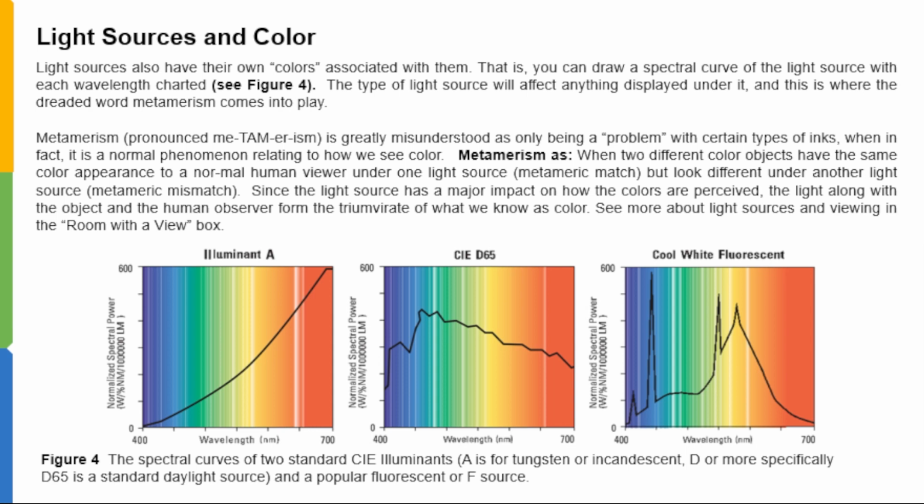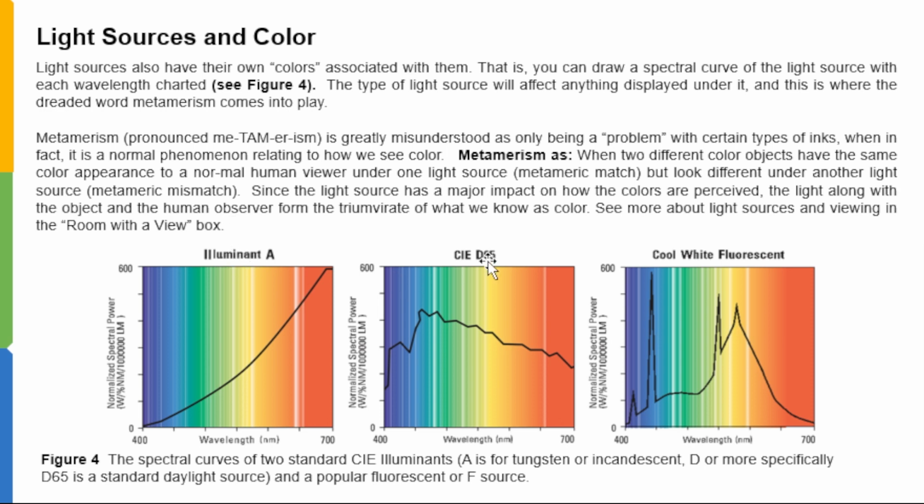Metamerism is when two different color objects have the same color appearance to a normal human viewer under one light source, a metameric match, but look different under another light source, a metameric mismatch. Since the light source has a major impact on how the colors are perceived, the light along with the object and the human observer form the triumvirate of what we know as color. See more about light sources and viewing in the room with a view box.